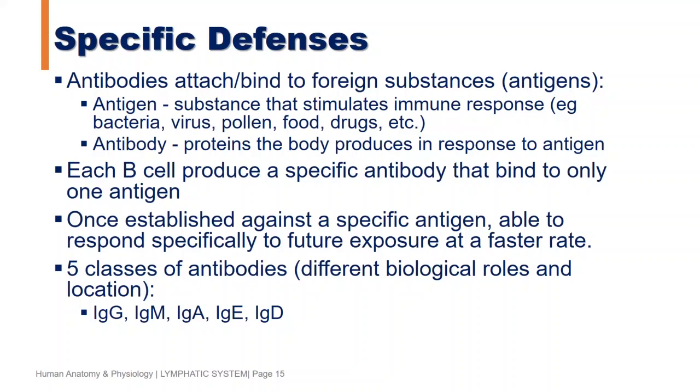Antibodies are proteins that our body produces in response to an antigen. Each B cell produces a specific antibody that binds to only one antigen. Once established against a specific antigen, it will be able to respond specifically to future exposure at a faster rate. There are 5 classes of antibodies, which have different biological roles and locations. We have IgG or immunoglobulin G, IgM, IgA, IgE, and IgD.